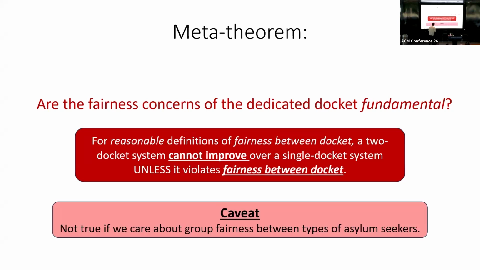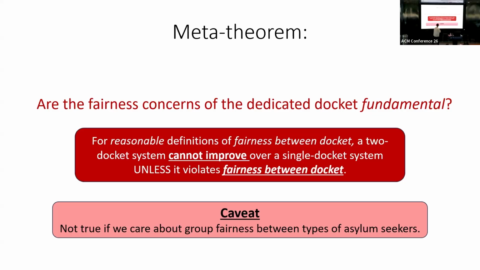There is a caveat here. This kind of incompatibility result is not true if we only care about the fairness between types of asylum seekers. And the reason is exactly what you mentioned before. If we just randomly assign people to the single docket and the dedicated docket, there is no unfairness between types. But still there will be unfairness between the two dockets. That is the misalignment here.